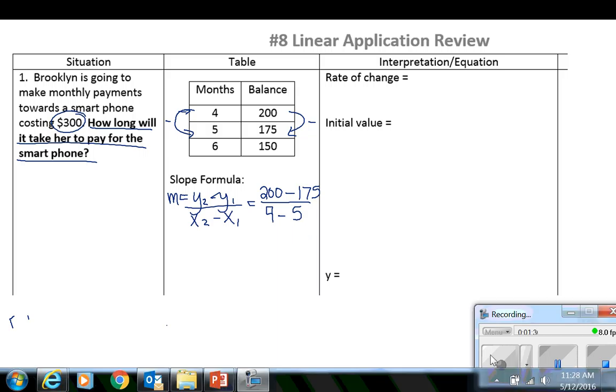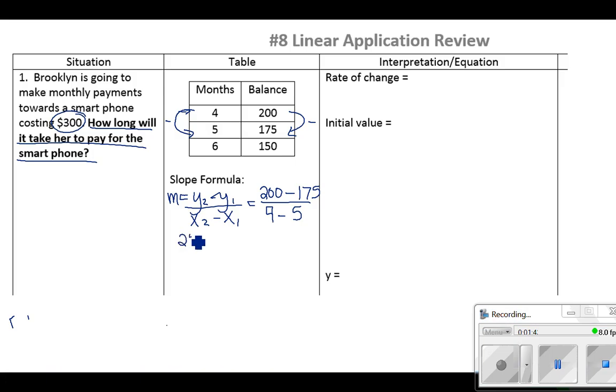Okay. So now I can solve for slope. 200 minus 175 is 25. 4 minus 5 is negative 1. So my m is negative 25. So we can now go to the next part, the interpretation and the equation. The rate of change, which is the slope, is negative 25. We need to interpret that.